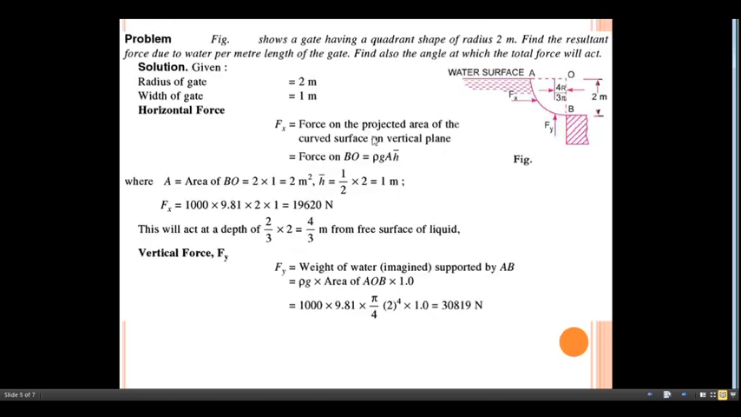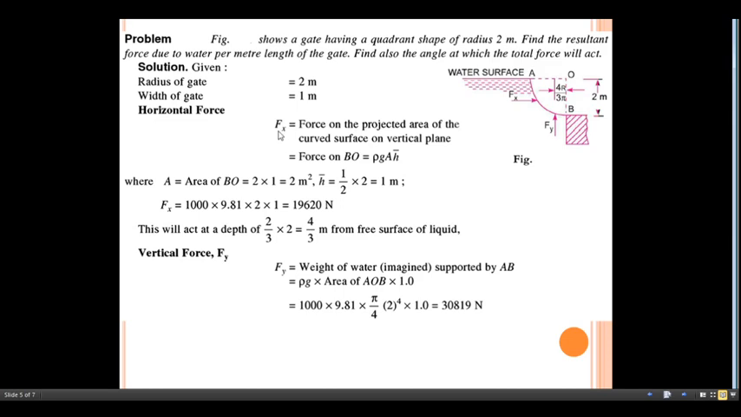Okay. So if you look towards the problem given on this topic, this figure shows a gate having a quadrant shape of radius 2 meter. Find the resultant force due to water per meter length of the gate. Find also the angle at which the total force will act. So here the radius of the gate is given as 2 meter, and the width of the gate is given as 1 meter.